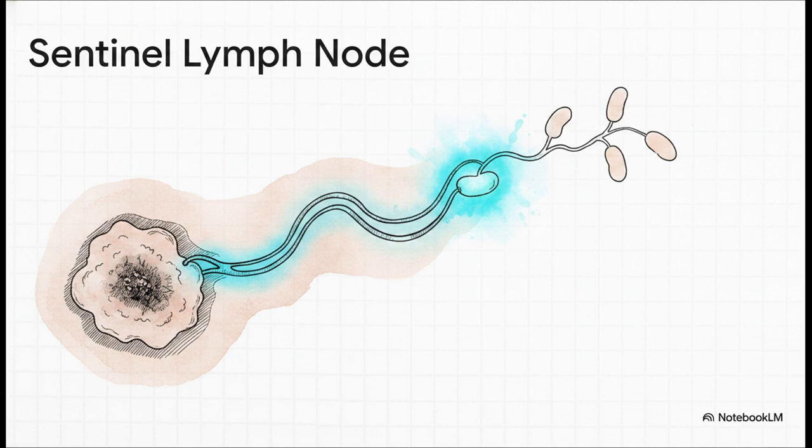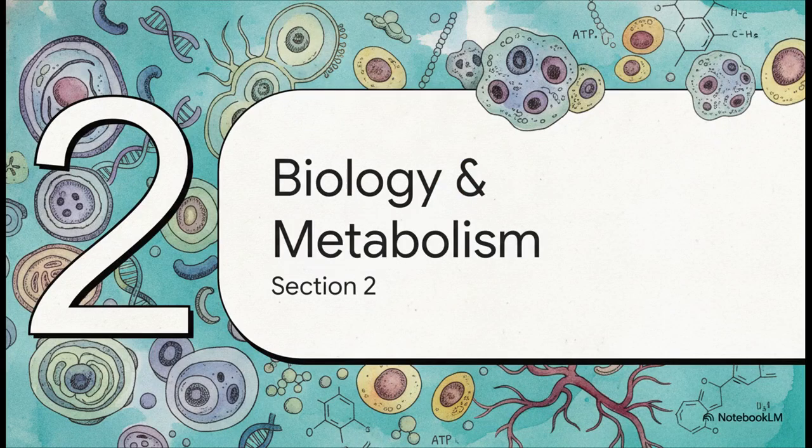The answer is B. The pearl here is that lymphatic metastasis is a sequential process. By injecting a tracer to identify and biopsy this very first drainage node, we get a direct window into how the tumor is spreading. If that sentinel node is negative, well, the surgeon can confidently spare the patient from the high morbidity of a full radical lymph node dissection. Shifting gears now to tumor biology and metabolism.